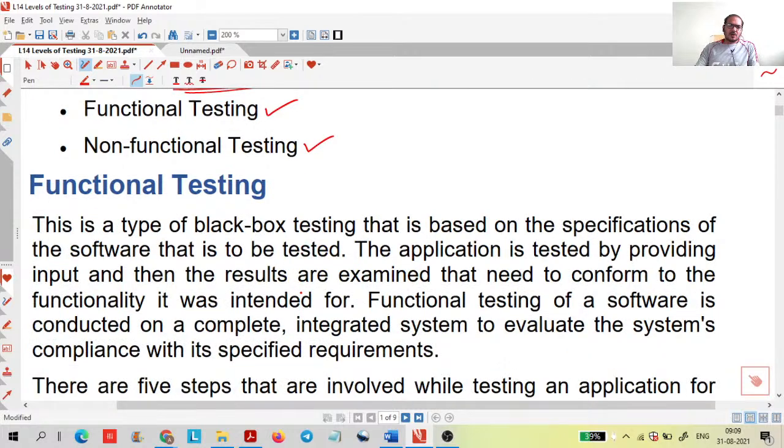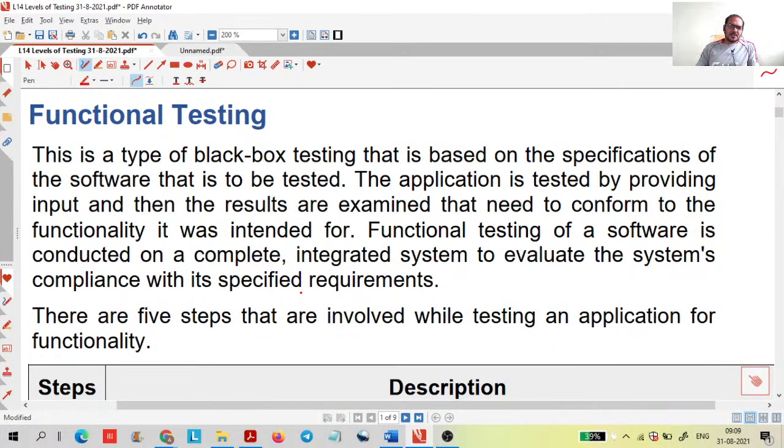Functional testing and non-functional testing. Functional testing is a type of black box testing that is based on the specification of the software, the features. It is based upon the specifications or the features of the software that is to be tested. The application is tested by providing the input, and then the results are examined to confirm they conform to the functionality it is intended for, the main functionality of the software.